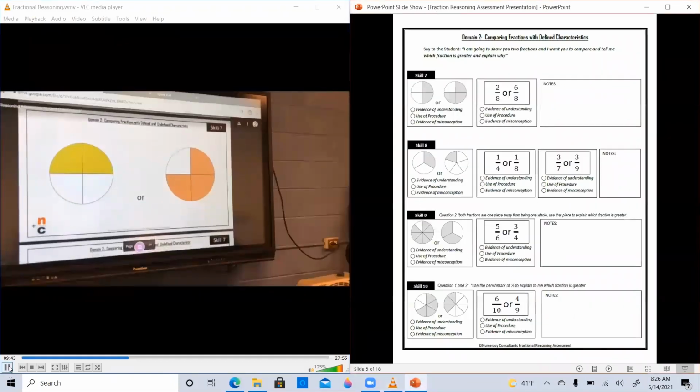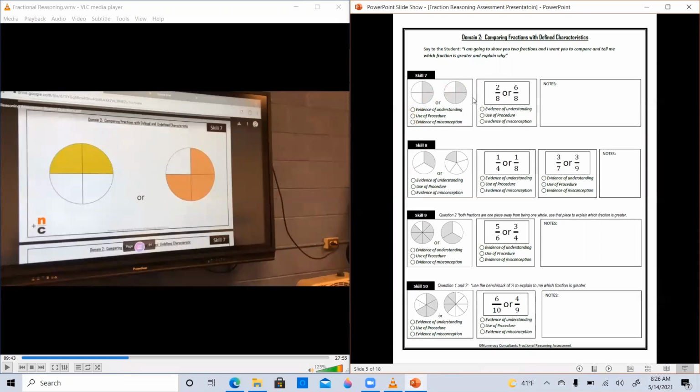Okay, compare these two fractions. So we're now in the second domain, and the second domain has to do with comparing fractions with defined characteristics. Each one of these skills is comparing a different type of fraction with a defined characteristic. But the first thing is the evidence of understanding. This one says use of procedure, evidence of misconception.